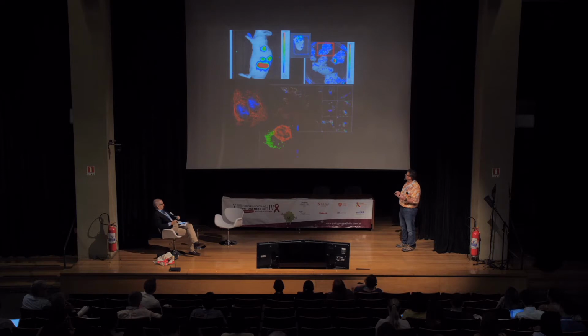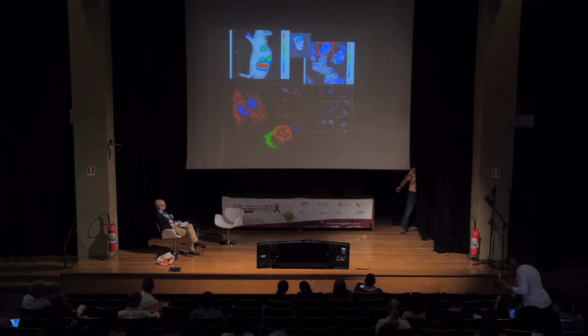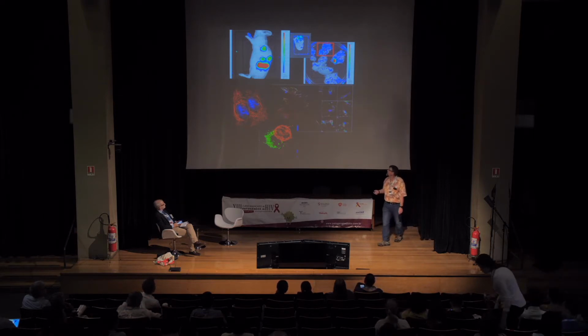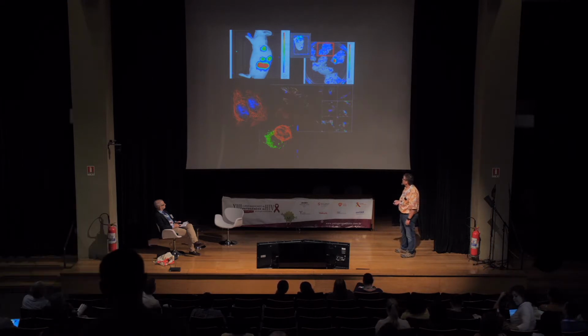So one of the things that we've been doing is looking at imaging at multiple scales. Oh, it's not working right. I think it's too big. Anyway, it'll load up. This is a half a gig presentation.